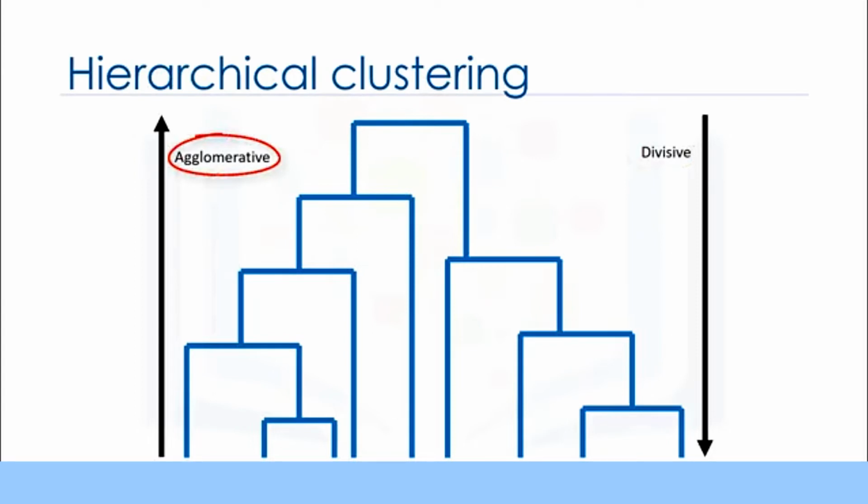Agglomerative is the opposite of divisive, so it is bottom-up, where each observation starts in its own cluster and pairs of clusters are merged together as they move up the hierarchy. Agglomeration means to amass or collect things, which is exactly what this does with the cluster. The agglomerative approach is more popular among data scientists, and so it is the main subject of this video.